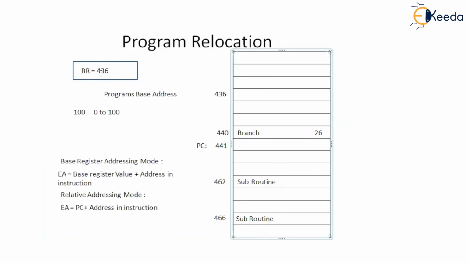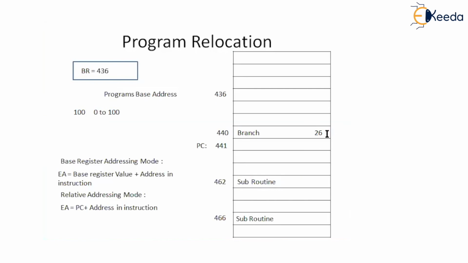Let us see base register addressing mode. In the base register addressing mode, the address part of the instruction will be added to the contents of the base register for an appropriate branch. So this 26 will be added to 436, which will take me to 462. This is the 462 address of the main memory and the 26th location of my program. Okay, that is the thing.